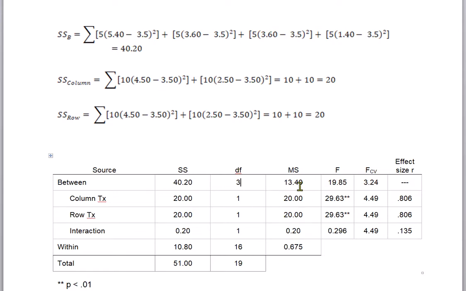Then moving across these rows in the table, we take each one of these sum of squares divided by its degrees of freedom to get the mean square. 40.2 divided by 3 is 13.4. 20 divided by 1 is 20. 20 divided by 1 is 20. 0.2 divided by 1 is 0.2. 10.8 divided by 16 is 0.675.